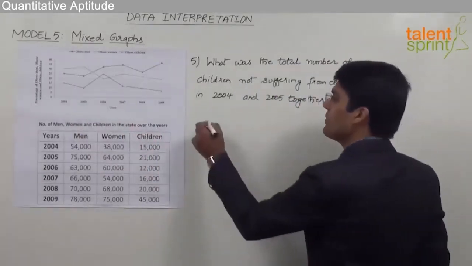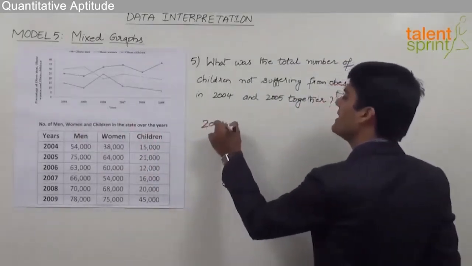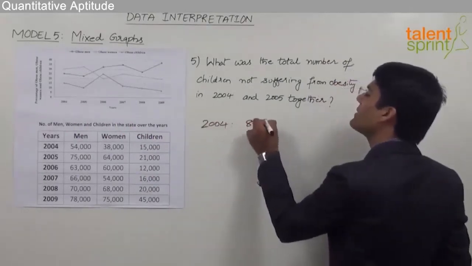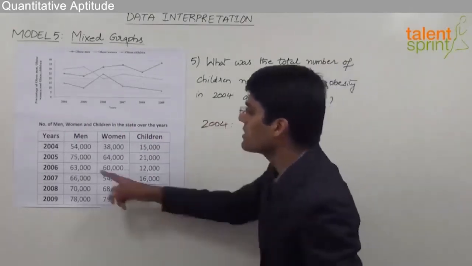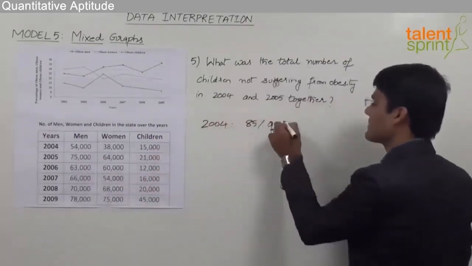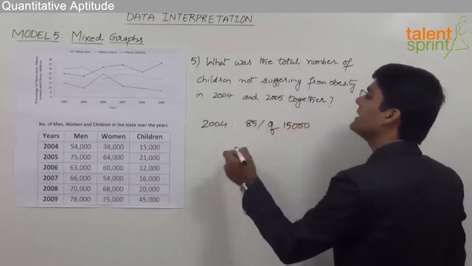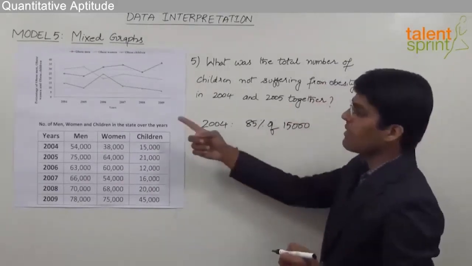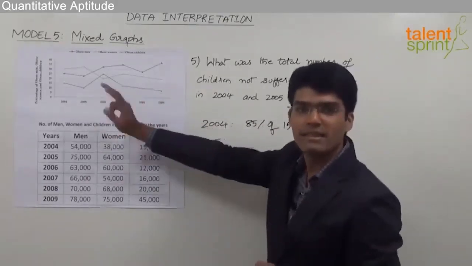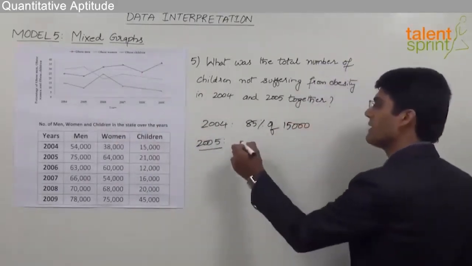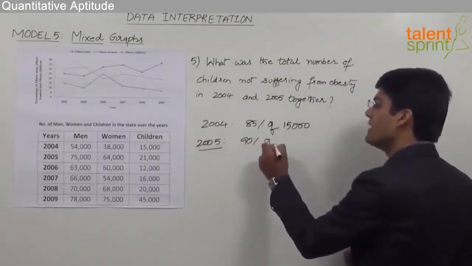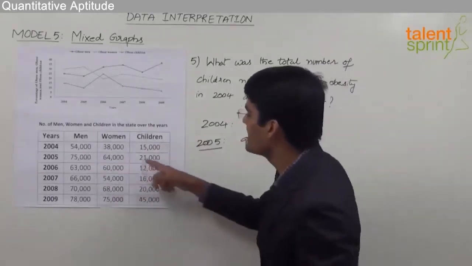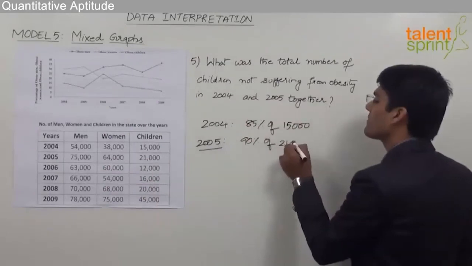So in 2004, the children not suffering from obesity can be taken as 85% of total children. The total children in 2004 is 15,000. And in 2005, the children who were not affected by obesity will be 90% because 10% are affected from obesity. So remaining 90% will not be affected. So that is 90% of the number of children in 2005. That is equal to 21,000.